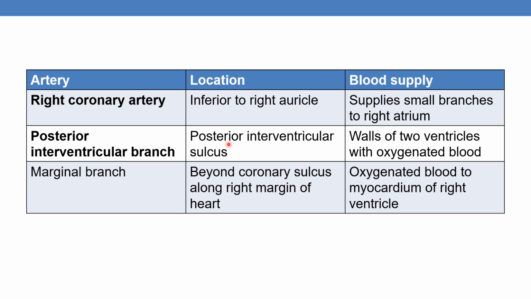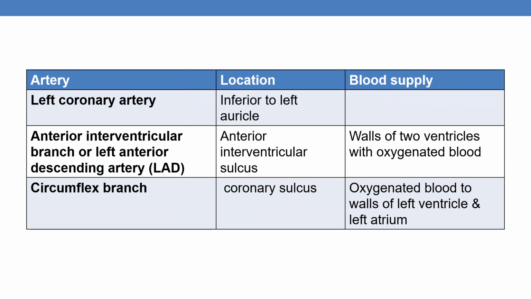The location of the posterior interventricular branch, as the name suggests, is the posterior interventricular sulcus, and it supplies the walls of the two ventricles with oxygenated blood. Next is the marginal branch. The location is beyond the coronary sulcus along the right margin of the heart, and it supplies oxygenated blood to the myocardium of the right ventricle.